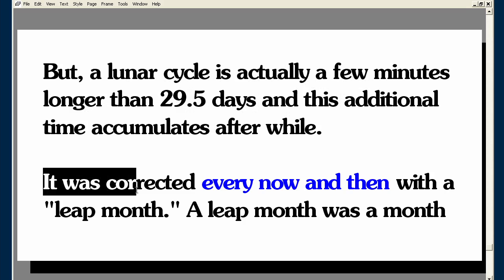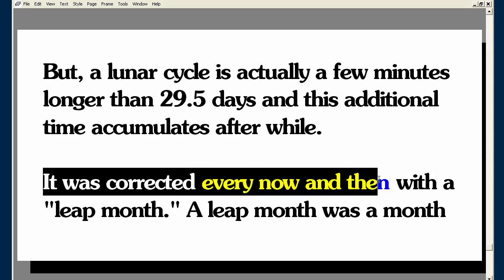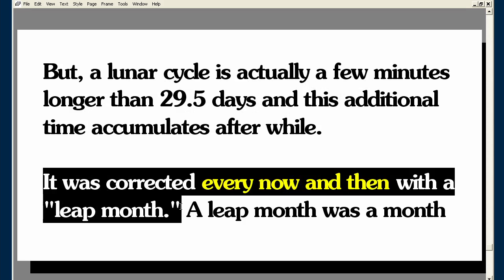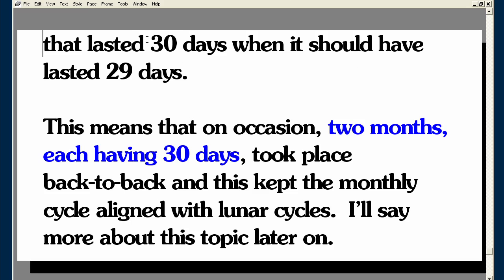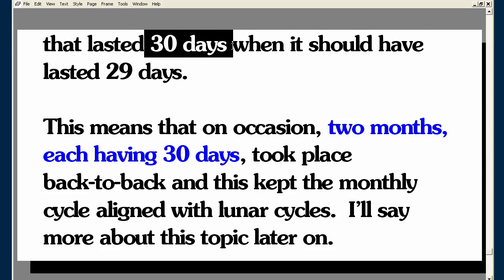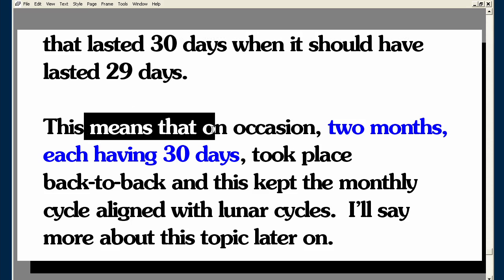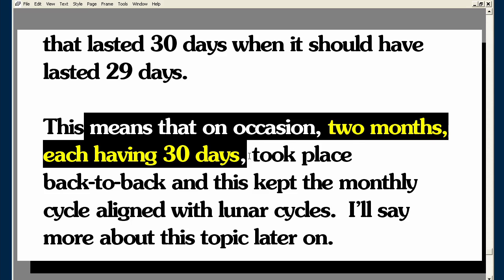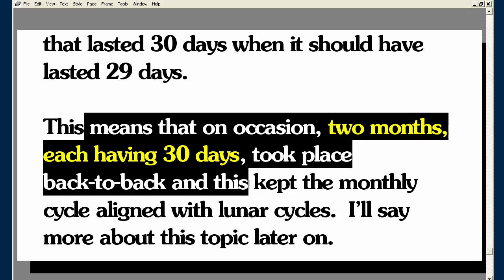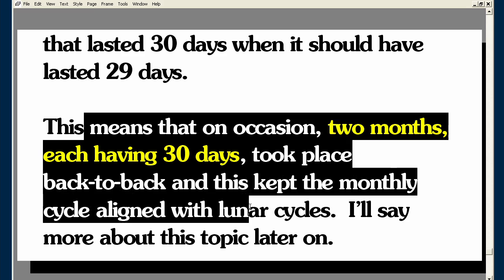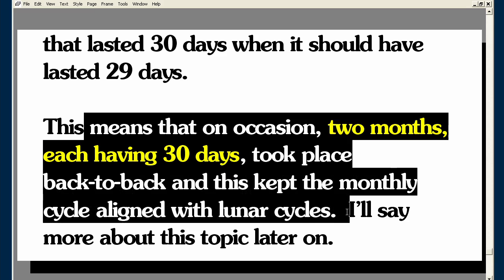The additional time was corrected every now and then with a leap month. A leap month was a month that lasted 30 days when it should have lasted 29 days. So this means that on occasion, 2 months, each having 30 days, took place back to back, and this kept the monthly cycle aligned with lunar cycles.